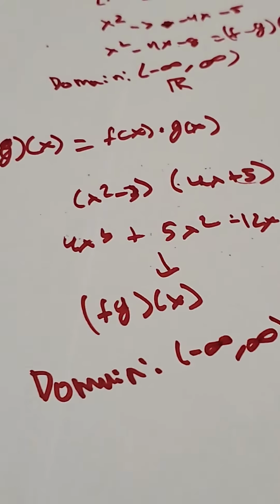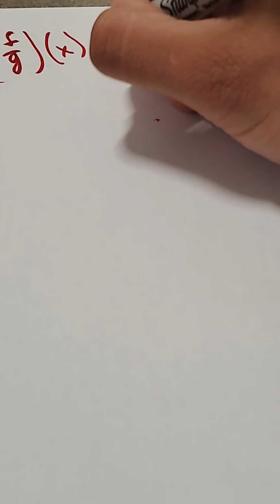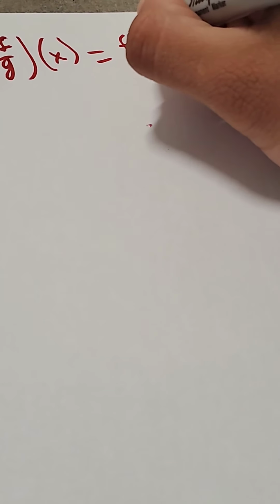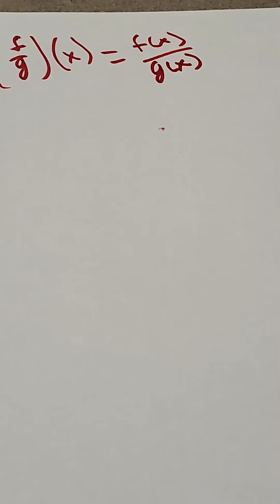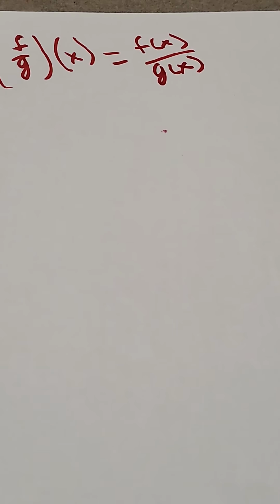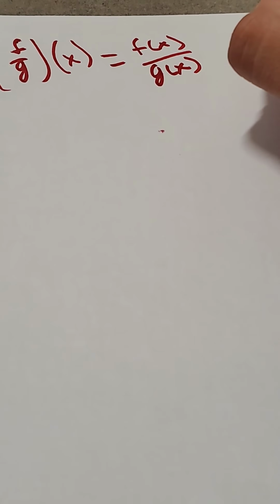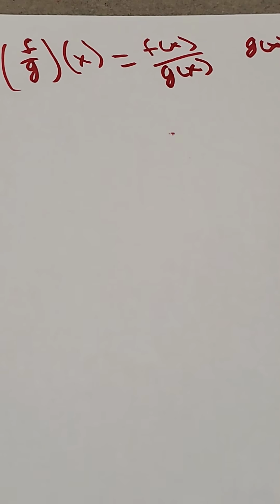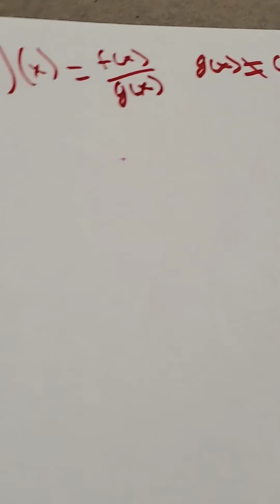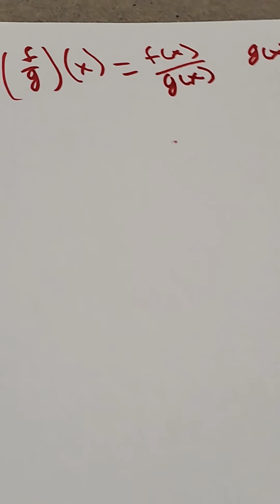All right, so we have one last one before we end this video off. Division of functions. So we have f over g of x. It's equal to f of x divided by g of x. So what this is pretty much, remember, g of x cannot equal 0 because we cannot divide by 0. It gives us an undefined expression, makes the expression undefined.